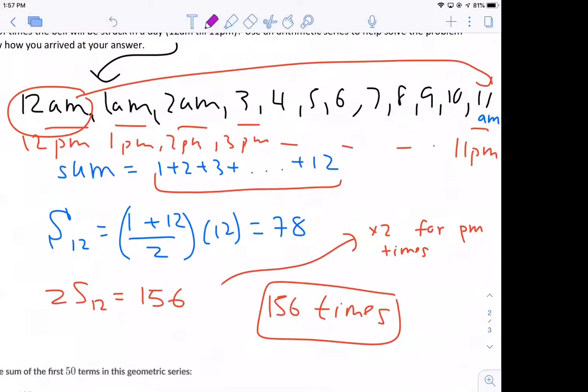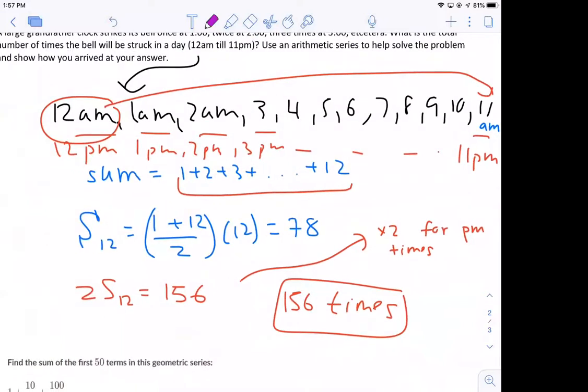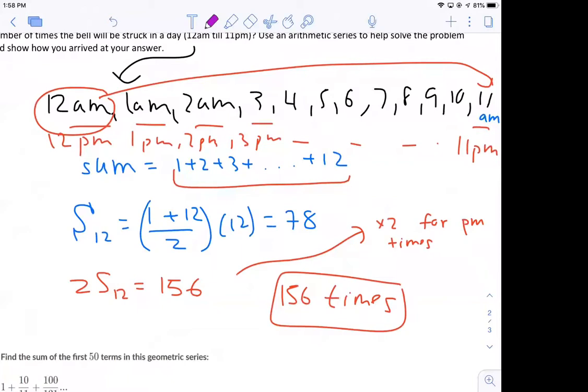So from 12 a.m. to 11 a.m., it's going to strike 78 times. And then from 12 p.m. to 11 p.m., it's going to strike another 78 times. That's why I multiplied by 2, times 2 for the p.m. times, and it's going to strike 156 times.